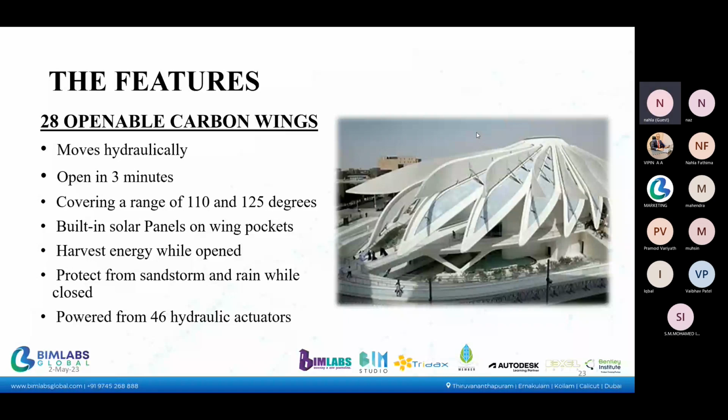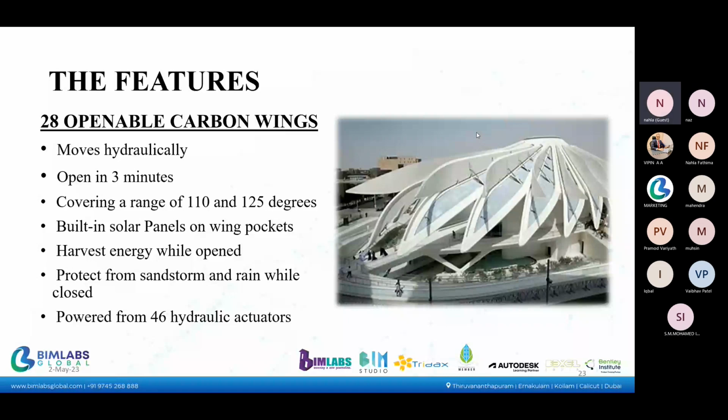So that's another feature. Isn't it amazing, guys? And during the night, what happens? Not only during the night, but in the case of any rain or sandstorms, these wings close themselves to protect the solar panels from the sandstorms and rain. So that's all about the wings.